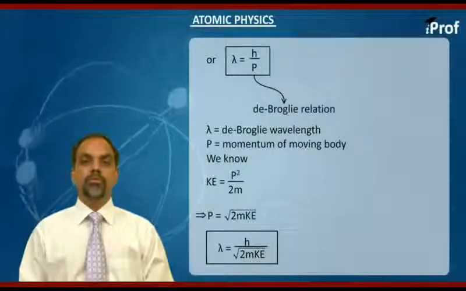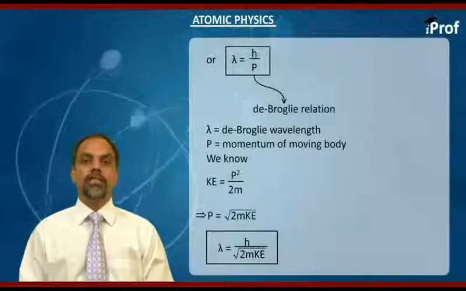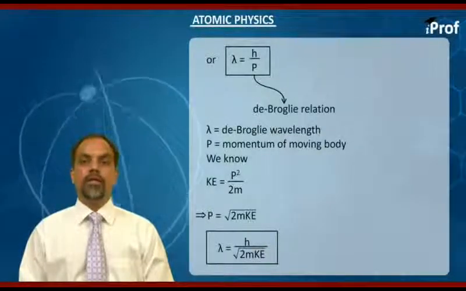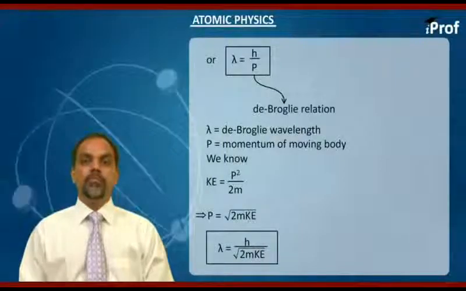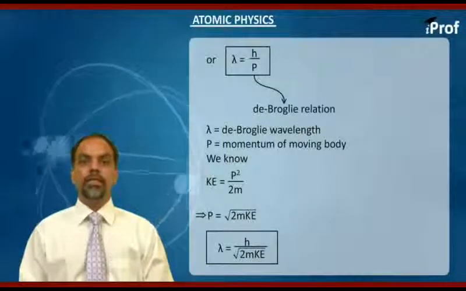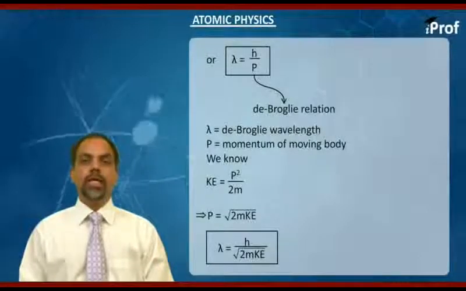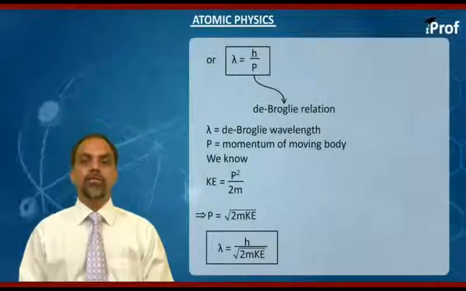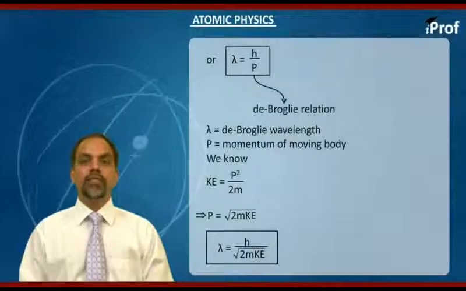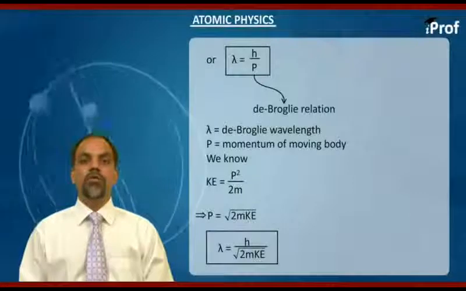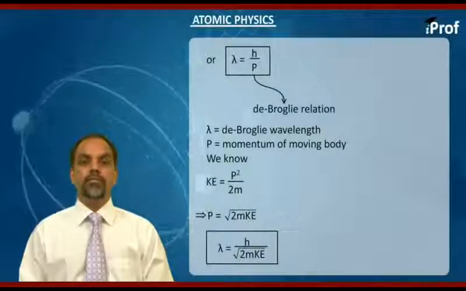So students are supposed to remember the two relations. One is lambda is equal to h over P. This is the de Broglie relation. P is the momentum of the moving body, lambda is the de Broglie wavelength, h is Planck's constant, and this momentum can be written in terms of kinetic energy. So this relation modifies to lambda is equal to h over under root 2m KE.